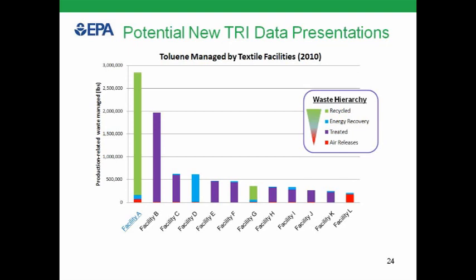sectors. So this would be an example of toluene managed by textile facilities. And this graph would tell you four things. One, the differences in who's releasing or managing the most waste, the data we went over before. Two, where do different facilities fit within the hierarchy, which ones are releasing more versus recycling. Three, and this isn't displayed here, but we'd like to have a trend metric so you can compare whether this is comparing facilities or industries, who's been having the best trend of decrease or increase per year.